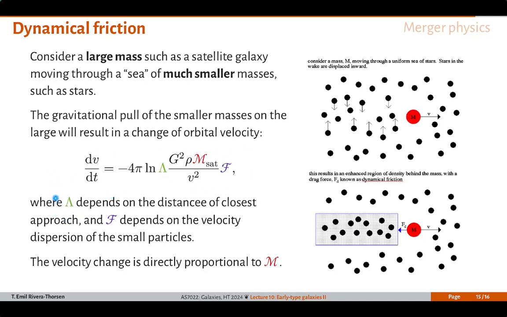Lambda is a function that depends a lot on the specific setup of the system. It depends on the distance of the closest approach. This function f, or this factor f, depends on the velocity dispersion of the small particles, and the velocity change is directly proportional to the mass m of the large mass.